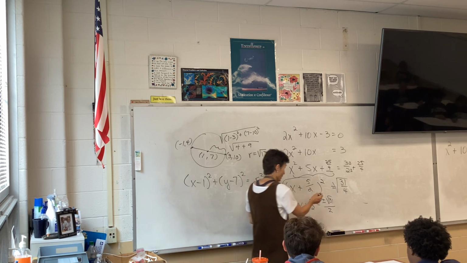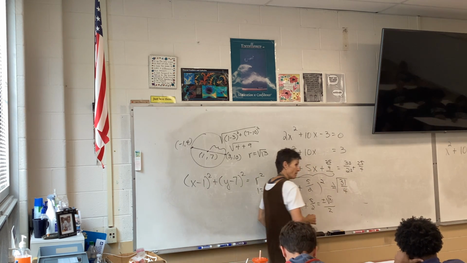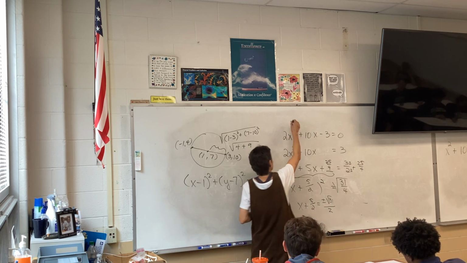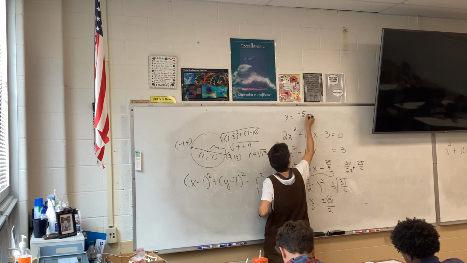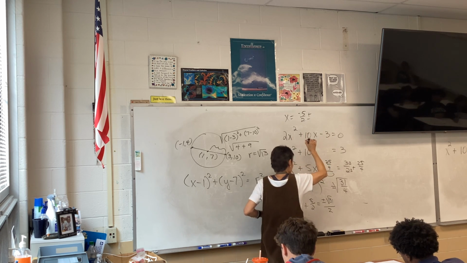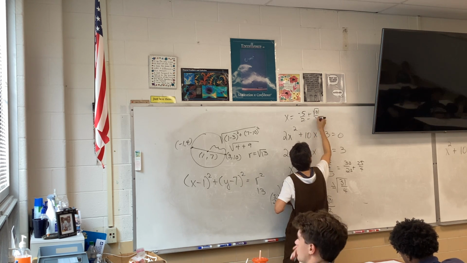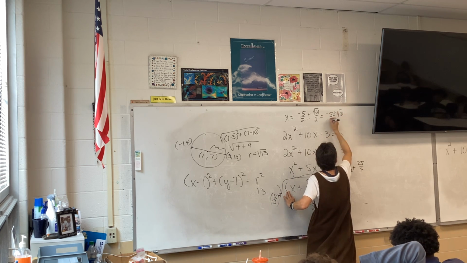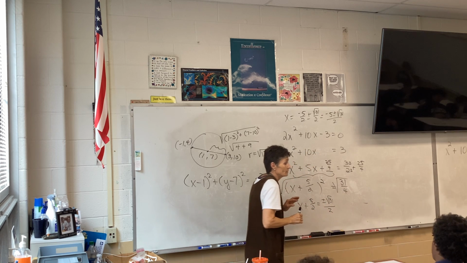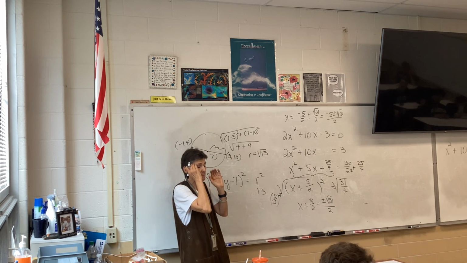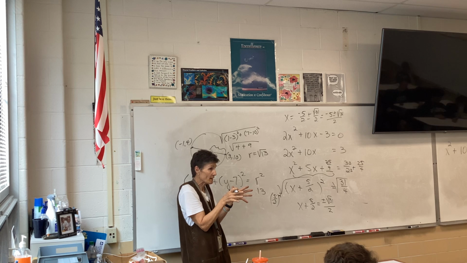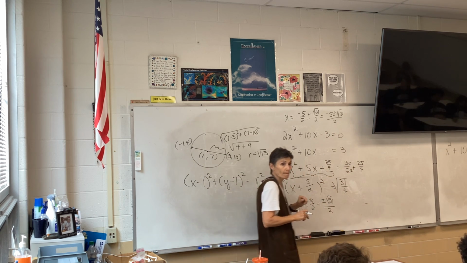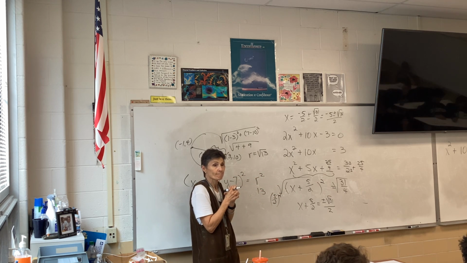Because when I take the square root of a fraction, it's square root of top over square root of bottom. And then I'm gonna solve. So x equals negative 5 halves plus or minus the square root of 31 over 2, which if you want, you can go ahead and write this way. You don't have to, it doesn't make any difference. If we did the quadratic formula, this is the way it would come out.